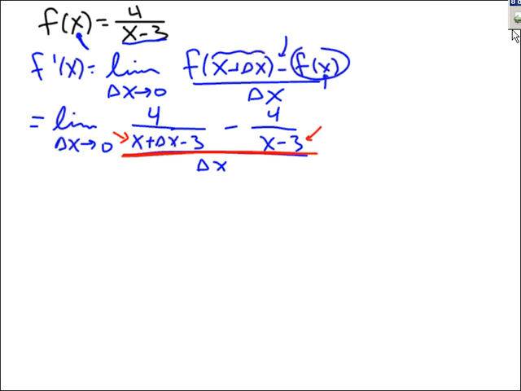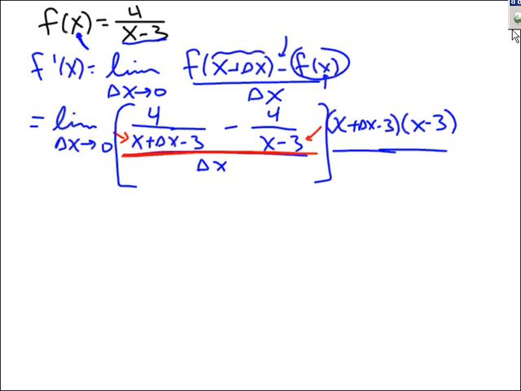Okay, so that's code for we don't like the way this looks. We want to change the way it looks. We want to multiply by 1. If we multiply by x plus delta x minus 3 times x minus 3, top and bottom. The reason we're allowed to do that is we are multiplying by 1. Why do we want to do this?